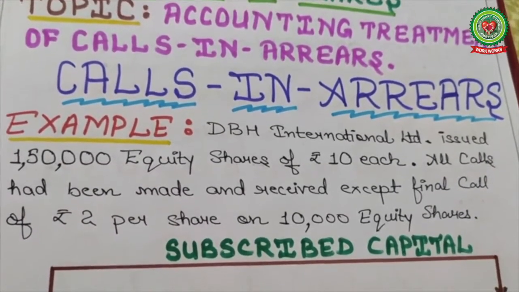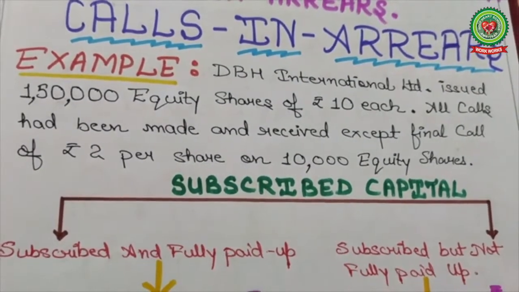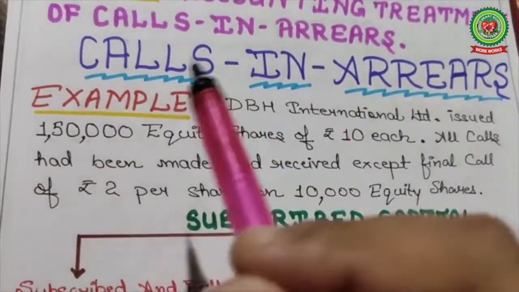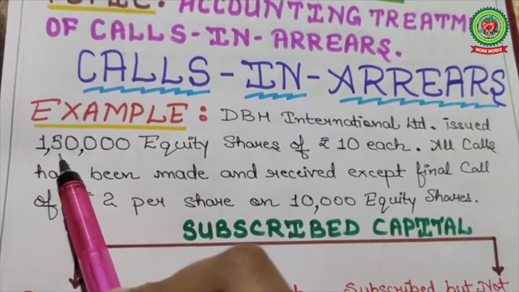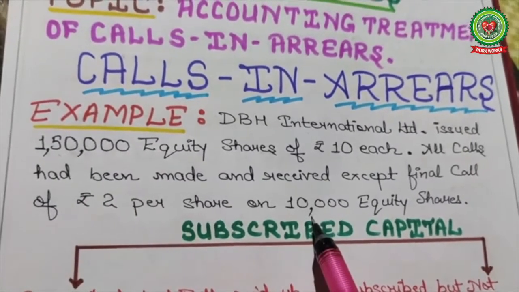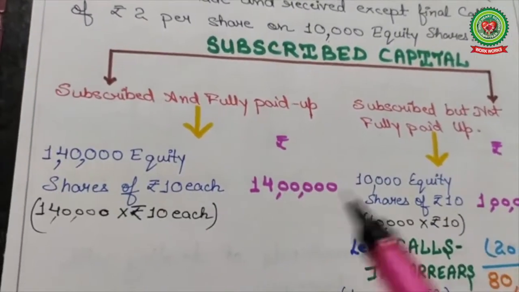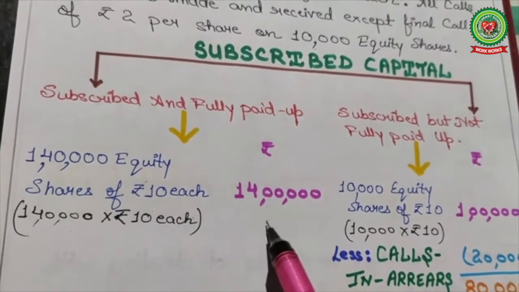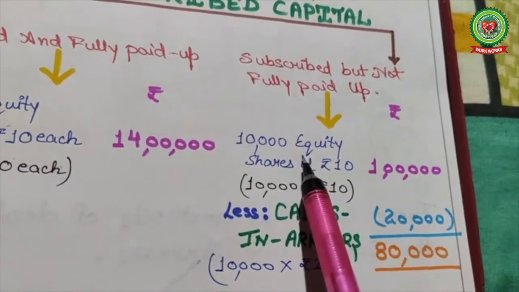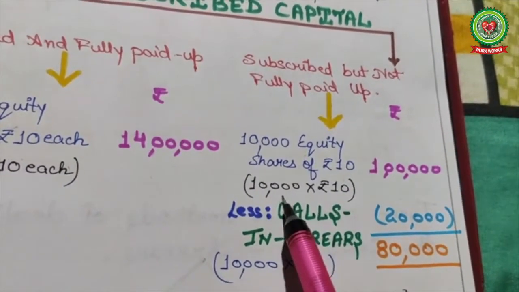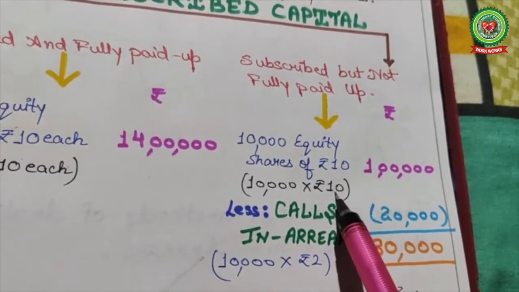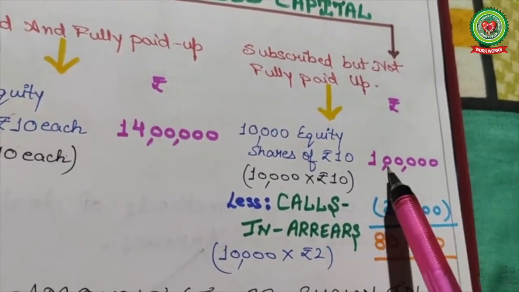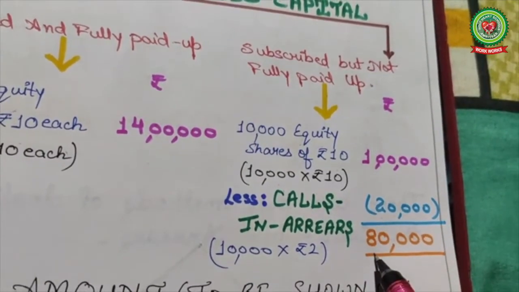First of all, find out the subscribed capital. Subscribed capital is of two types: subscribed and fully paid, and subscribed and not fully paid. In this case, out of 1,50,000, 1,40,000 are fully paid and 10,000 not fully paid. See here, 1,40,000 equity shares of rupees 10 each: 1,40,000 multiplied by 10 is 14 lakh. And 10,000 equity shares of rupees 10: 10,000 multiplied by 10, total value 1 lakh. Out of 10, only 2 rupees is not yet received, so 10,000 multiplied by 2 is 20,000 not received. So 1 lakh minus 20,000, 80,000 received.